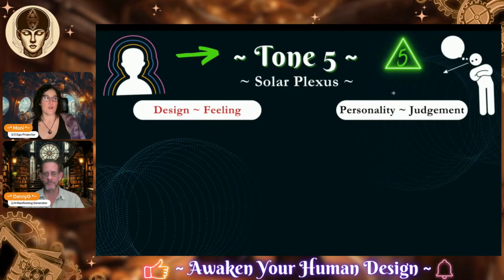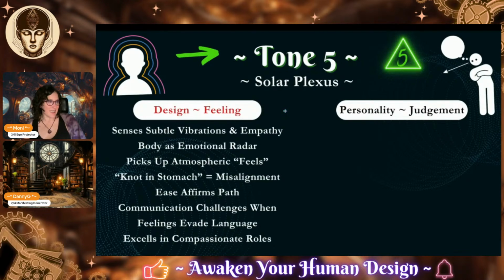Now moving on to tone 5, which now we're shifted into this solar plexus. It's a right arrow. On the design side, it's feeling. On the personality side, it's judgment. So starting off on the design side, feeling. Senses subtle vibrations and empathy. Using the body acts as an emotional radar, and it picks up atmospheric feels, right? It's picking up the vibe of a person or a space. If they have a knot in their stomach, it may signal a misalignment, and ease affirms their path.